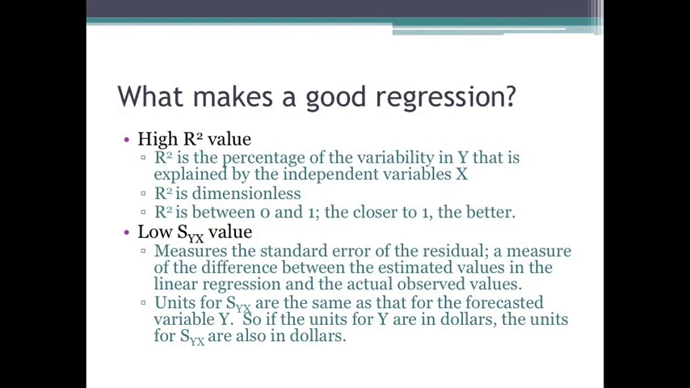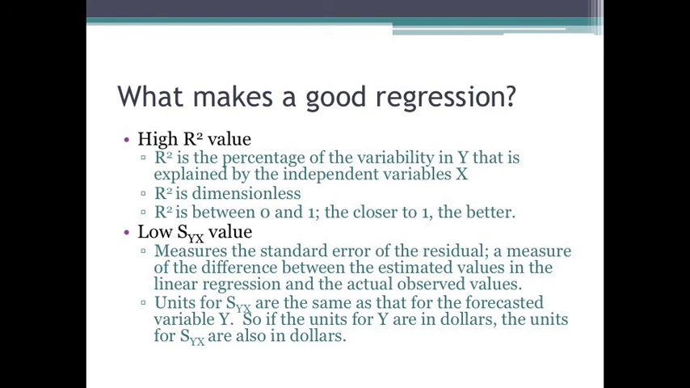Now, as for what makes a good regression, what makes a good multiple linear regression, what makes a good trend line, well, we generally look for two things. One is what's known as a high R-squared value. Now, I mentioned before the correlation coefficient and that it measures this relationship between x and y. Well, what an R-squared value does is it's the square of that correlation coefficient.